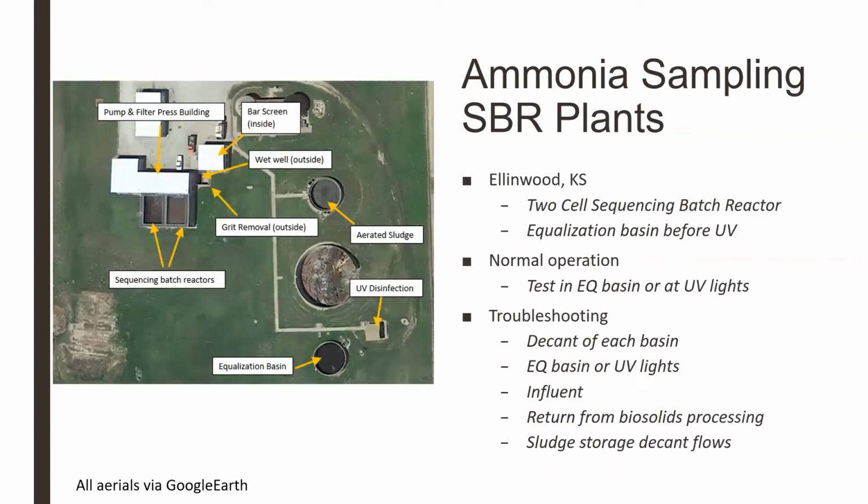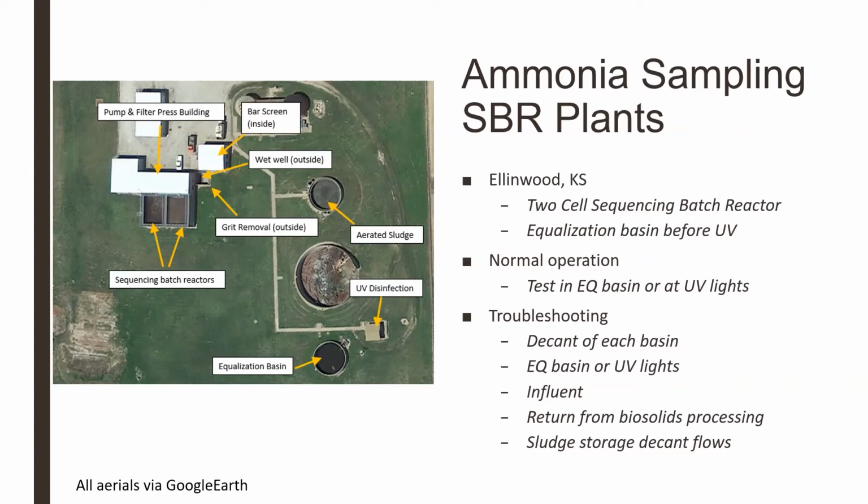I'll now be going through where to sample for ammonia at various treatment plants I've been to in my career. You'll be seeing aerial photos. All of these are from Google Earth, and then the labels are mine. So the first one is an SBR plant, so a sequencing batch reactor. This illustration here shows this is a 2-cell sequencing batch reactor. It does have a treated water equalization basin before UV disinfection.